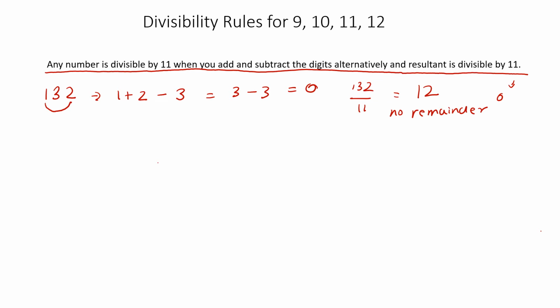Another example would be the number 506. Once again, add the alternate numbers, so 5 plus 6 minus 0, which would be 11 minus 0, which is 11.